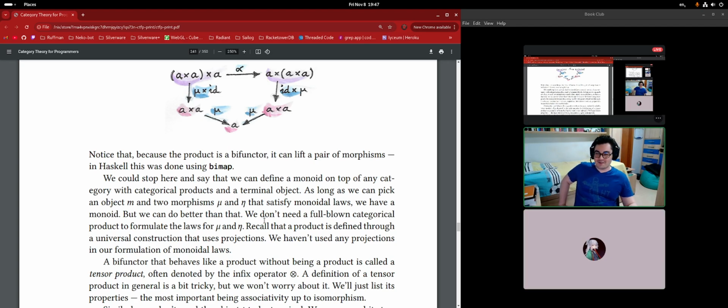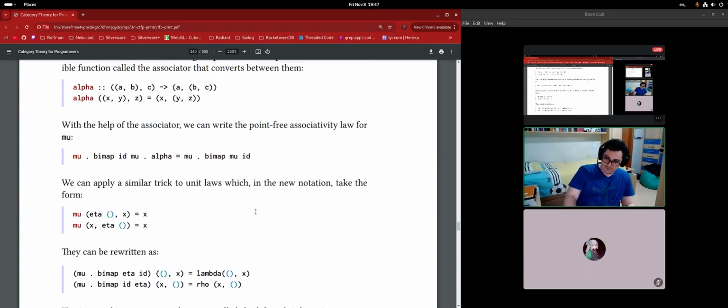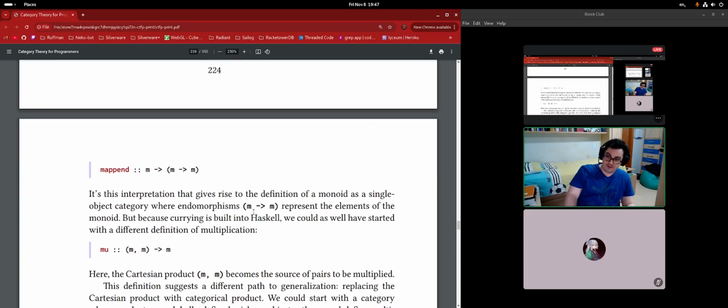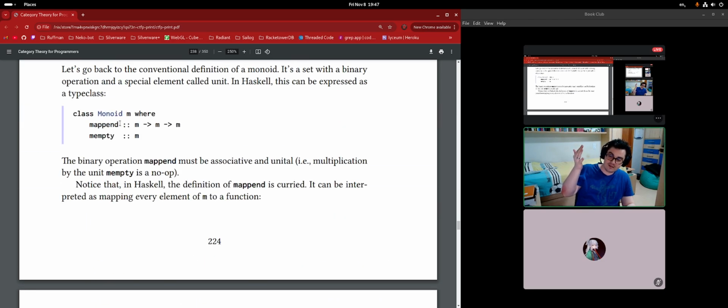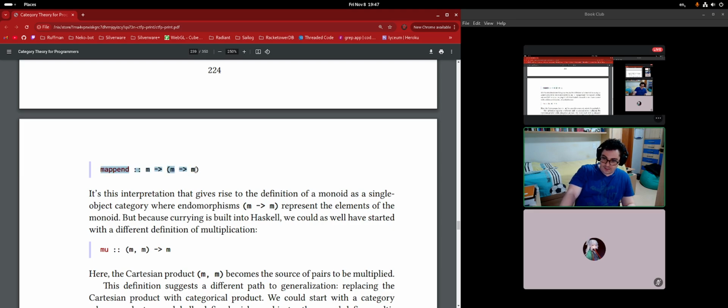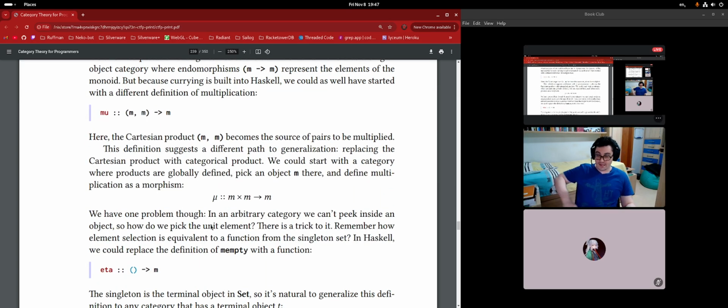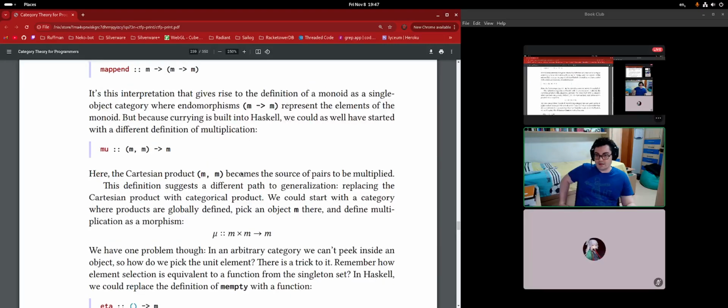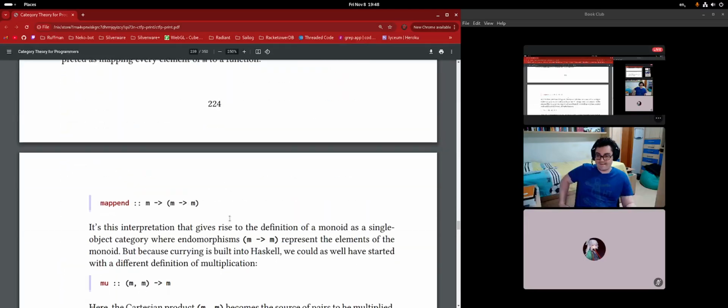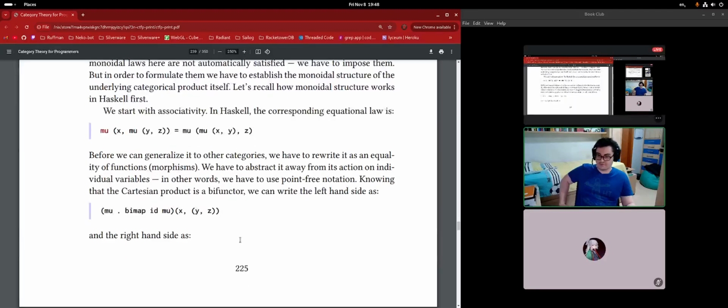We could stop here and say that we can define a monoid on top of the category of categorical products and a terminal object. Okay, so let's backtrack a little bit. So what are we doing? Because that may be confusing. We are rewriting the monoid type class, and instead of using the interpretation that we are mapping elements to functions, elements to morphisms, we are mapping pairs to elements, by anchoring this thing. That's what we are doing here. And then we are trying to establish what are the pieces for mu and eta, basically. Because we saw them up here. So that's what we're doing. And I know that's a lot to grasp, but well, the book is trying its best, I guess.